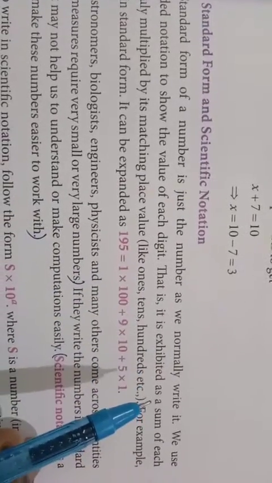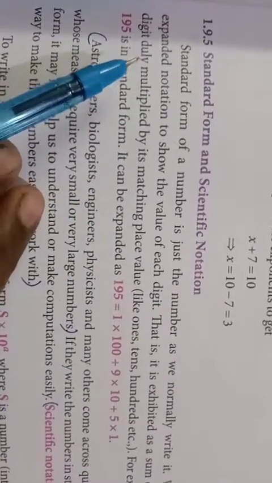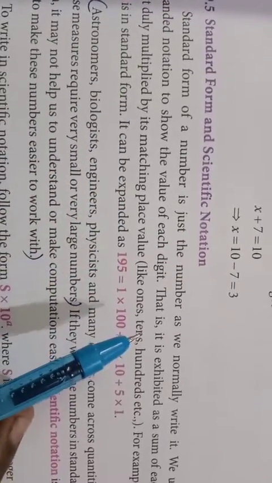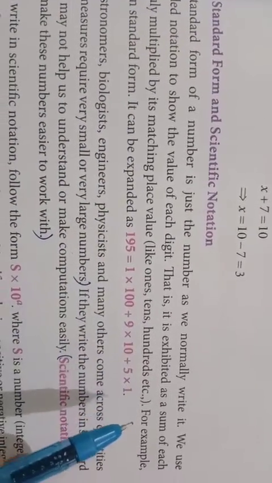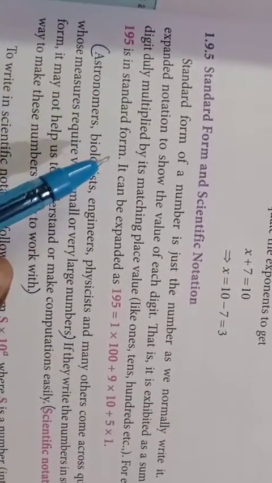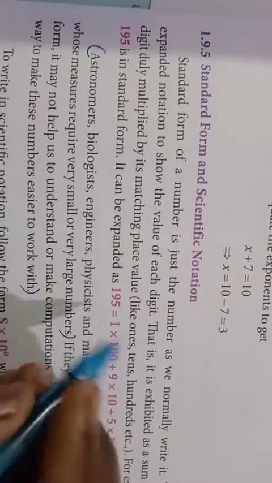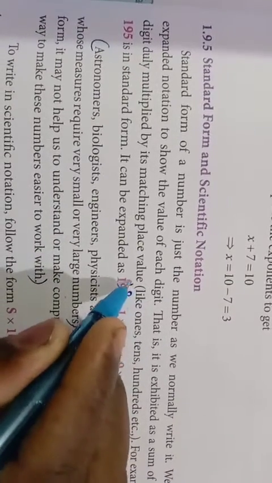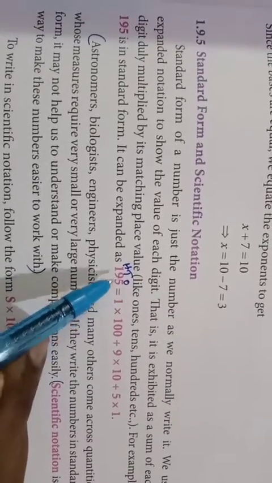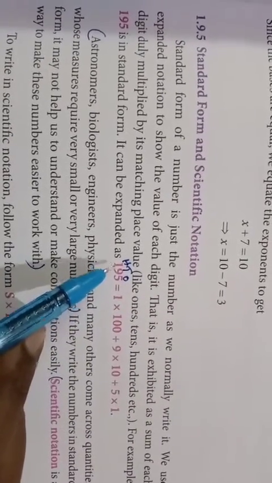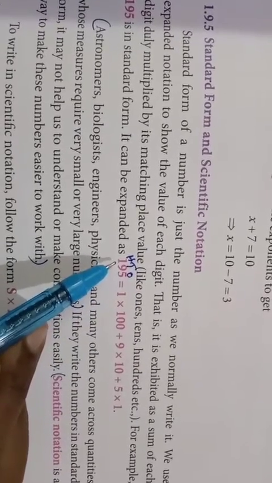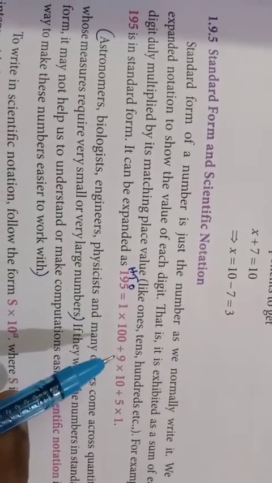That is exhibited as the sum of each digit multiplied by its matching place value, like ones, tens, hundred, thousand, etc. For example, for 195 in the standard form, it is ones, tens, hundred. So it is 5 into 1, 9 into 10, 1 into 100. It is in the ones place, the tens place, and the hundred place. That is the standard form.